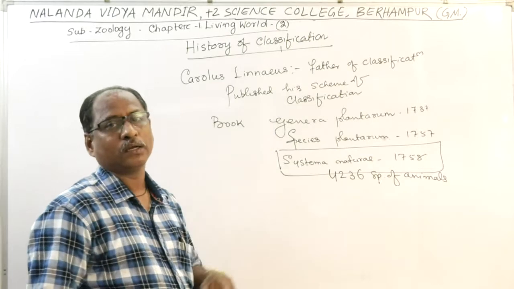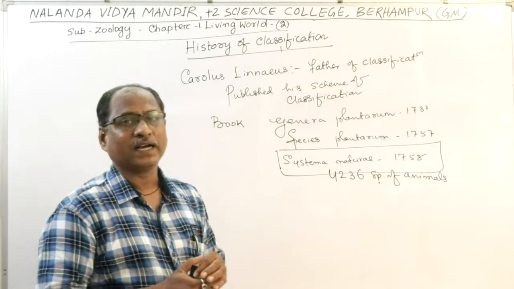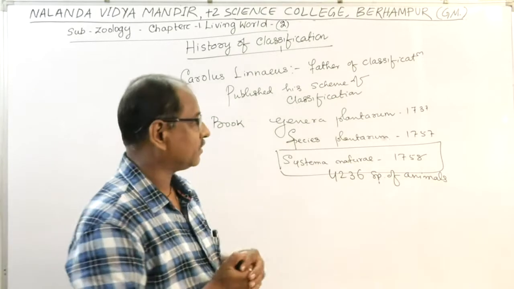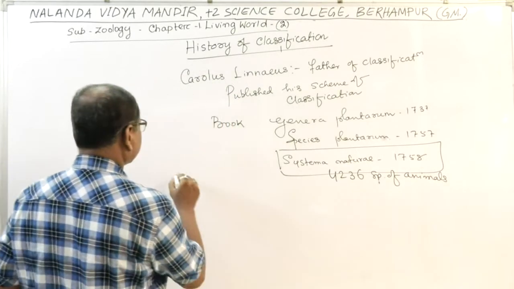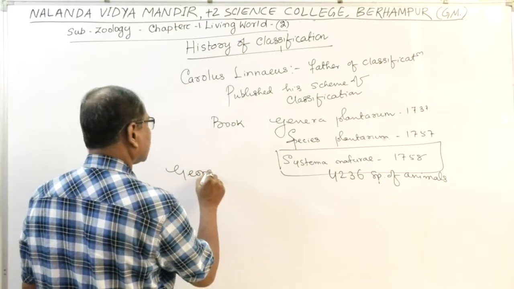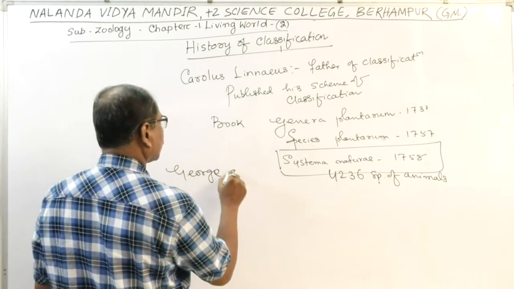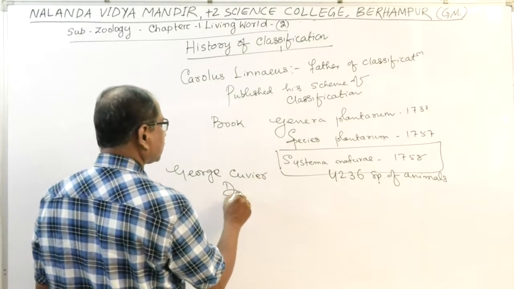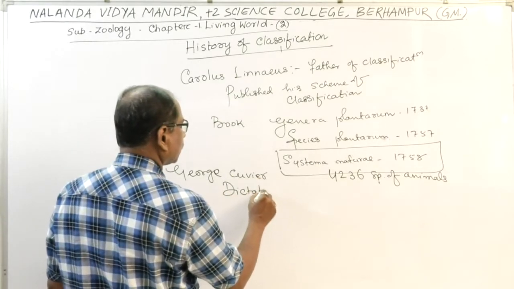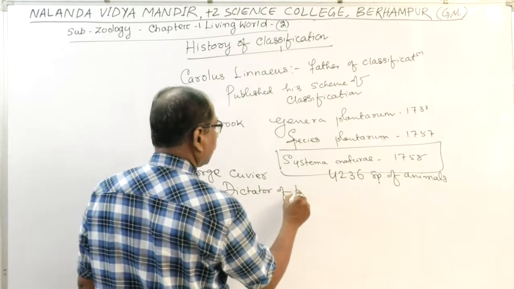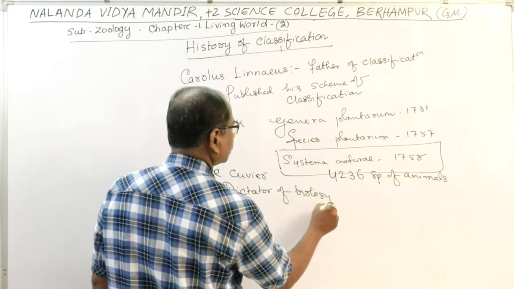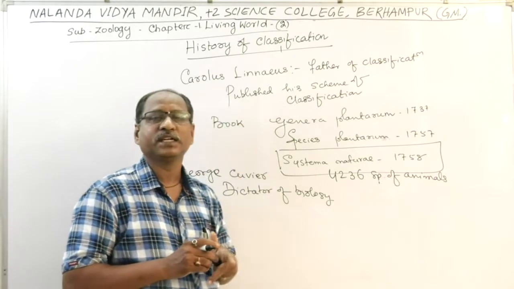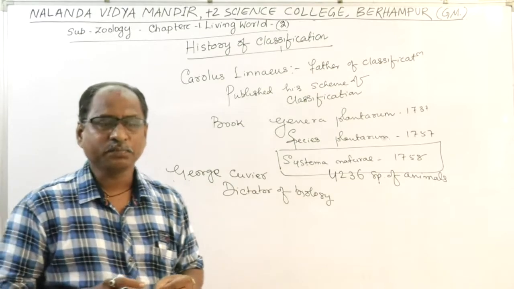First Aristotle, then Carolus Linnaeus, and then some other scientists like George Cuvier. He was considered a dictator of biology. The system of classification of Carolus Linnaeus is considered a natural system of classification.